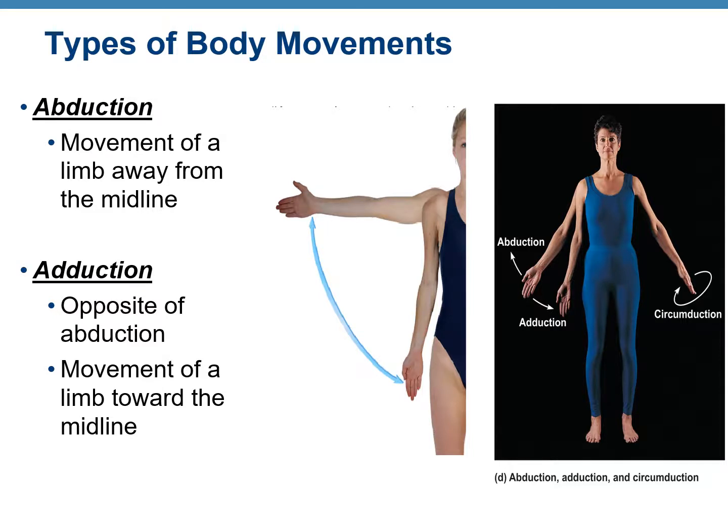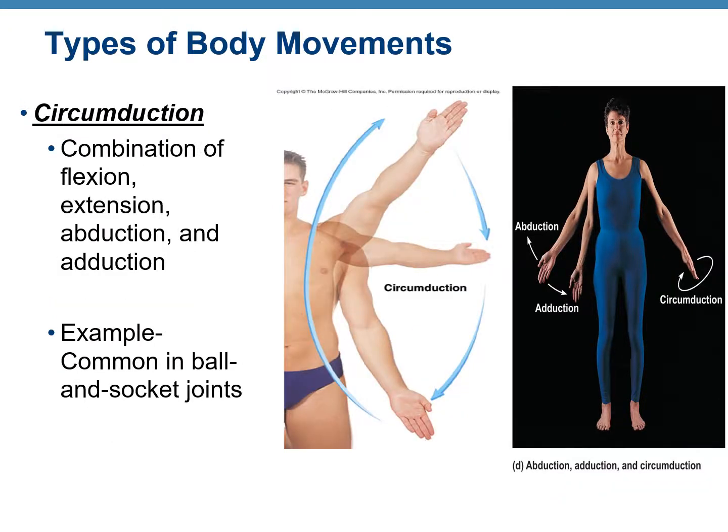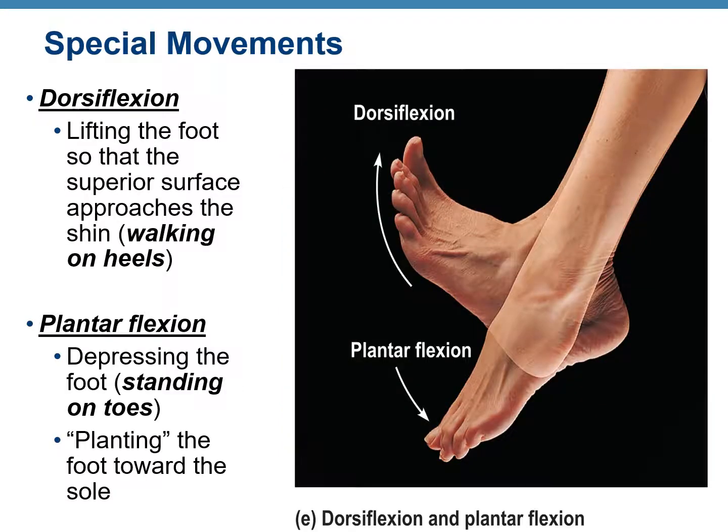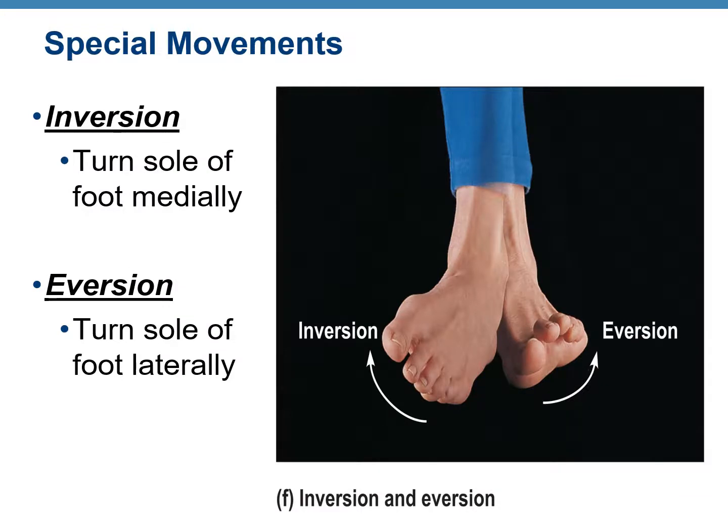You can remember abduction as somebody taking something away. Circumduction is a combination of flexion, extension, abduction, and adduction. For example, when you rotate your upper limb at the shoulder joint, this is very common in ball and socket joints. Dorsiflexion versus plantar flexion. Dorsiflexion means walking on the heels, while plantar flexion is standing on toes like a ballerina.